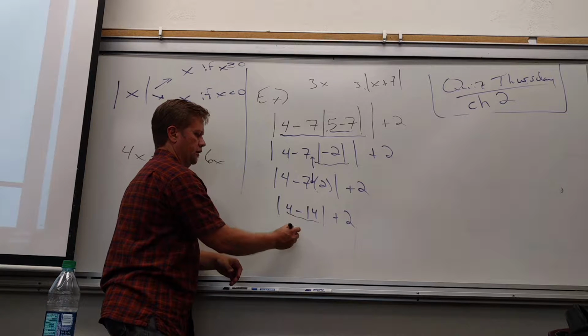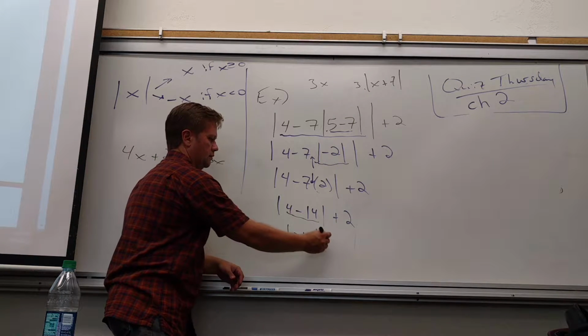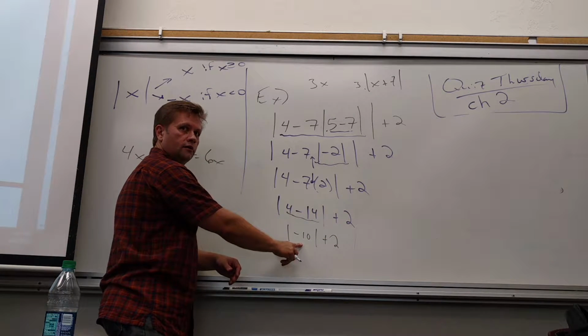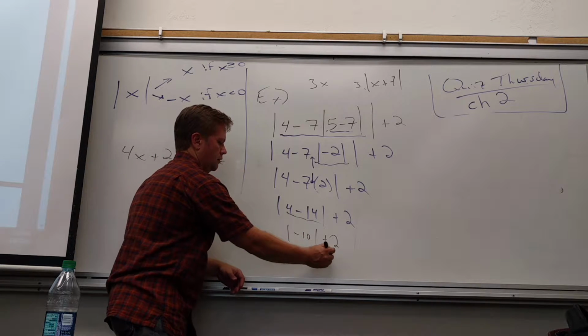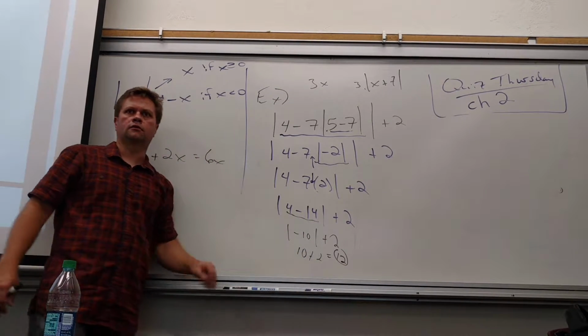Yeah. 4 minus 14 is? Negative 10. Good. Absolute value of negative 10 is 10. 12. I like it.